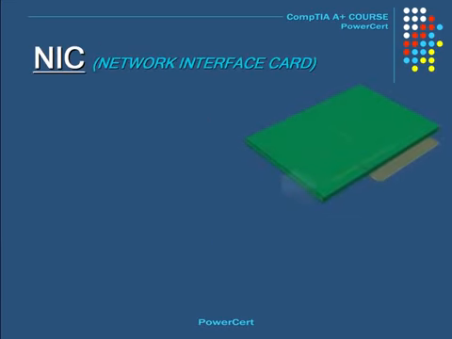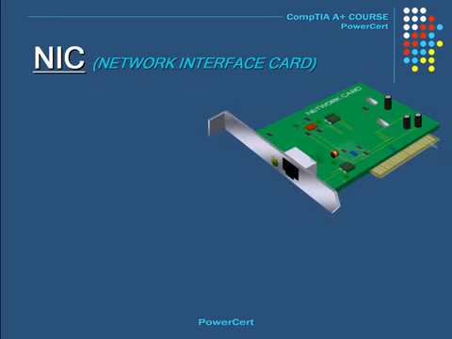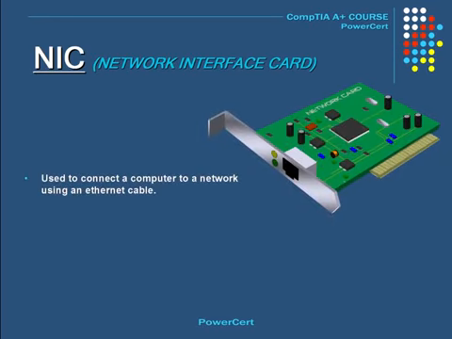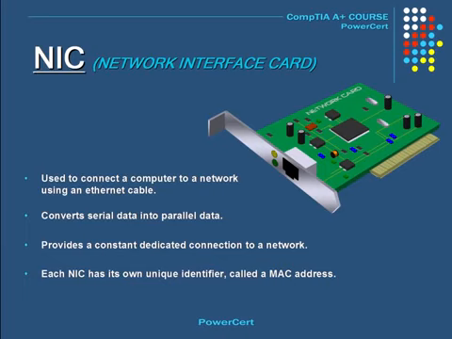Another type of adapter card is a network interface card, or NIC, and this is used to connect a computer to a network by using an Ethernet cable. It's basically a circuit board with a network adapter that is installed on your computer, and its job is to convert serial data into parallel data so the computer can understand it. A NIC provides a computer with a constant dedicated connection to a network, and each network card has its own unique identifier called a MAC address.